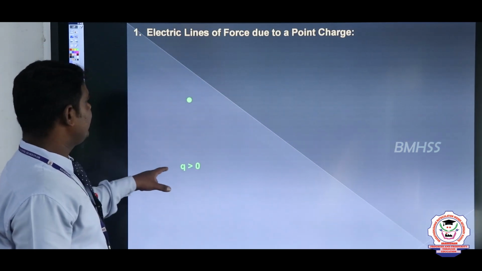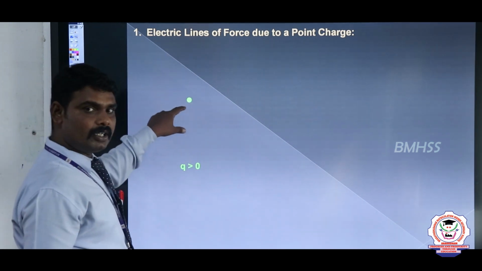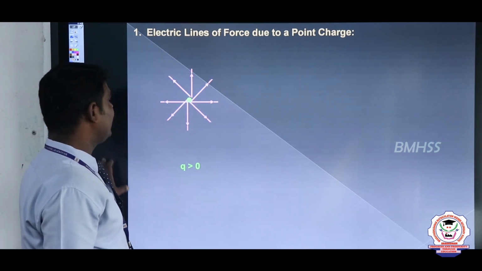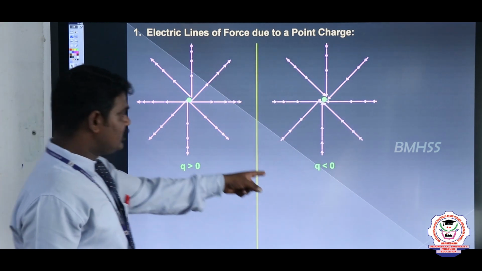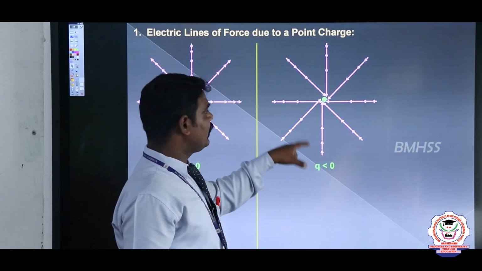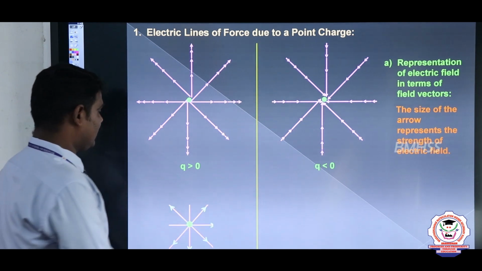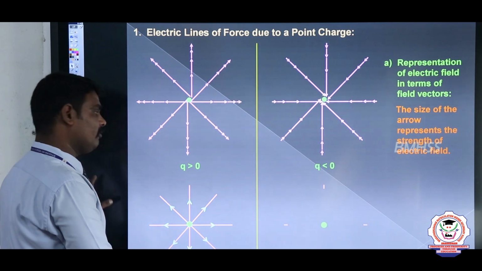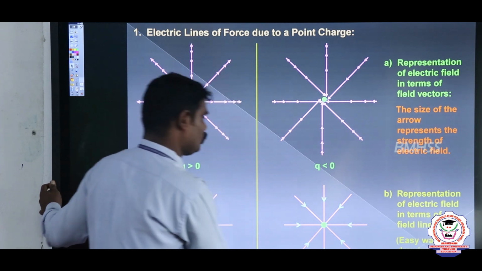Next, electric field lines due to a point charge. If I take only one charge, this is a point charge. If the charge Q is greater than 0, the electric field lines move outwards. If the charge is less than 0, the electric field lines will move inwards. In this diagram, the arrow mark denotes the direction of the electric field, here inwards, here outwards.